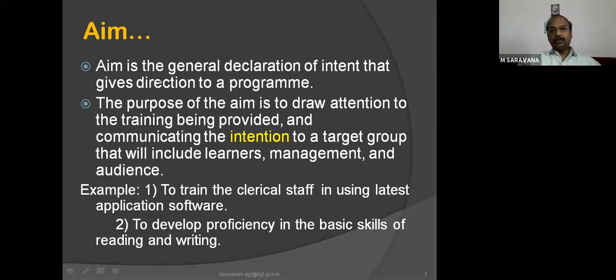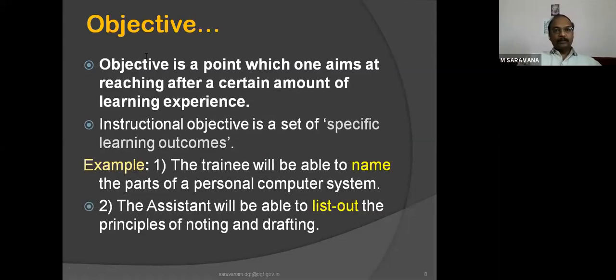I hope you might have understood the difference between goal and aim. Let us see the objective. Objective is a point which one aims at reaching after a certain amount of learning experience. After learning something, after gaining some information, some knowledge, or some skill experience, the learner will be able to achieve it.